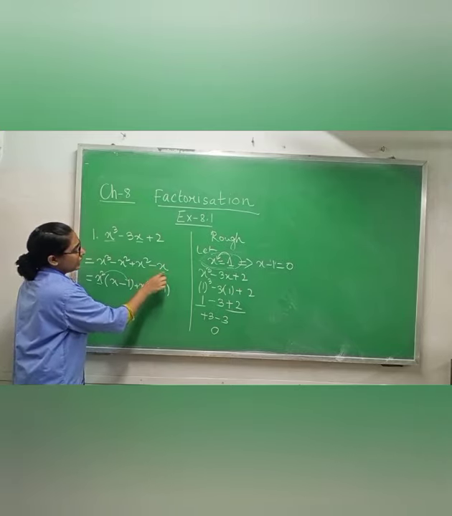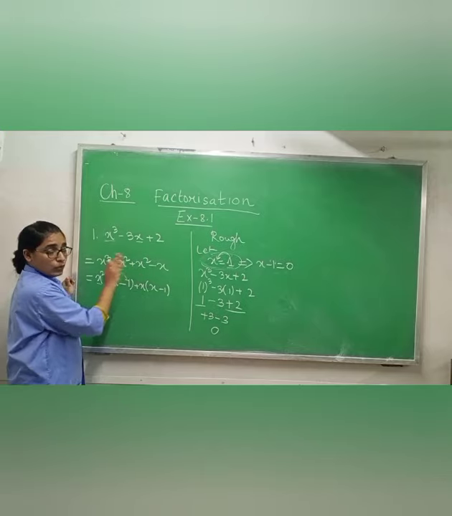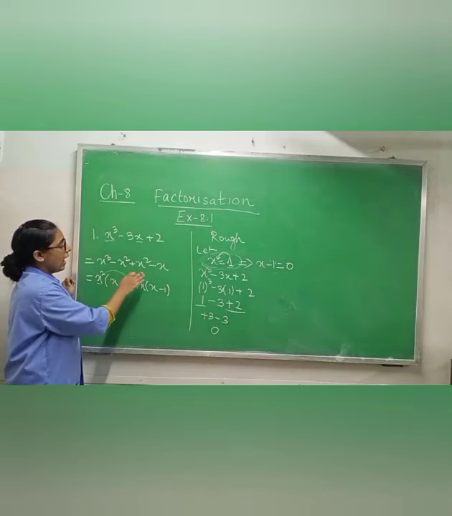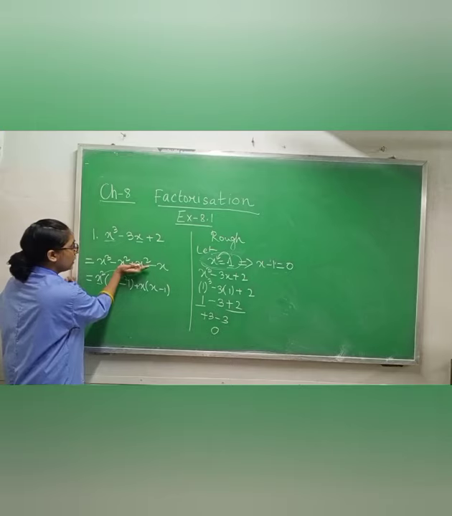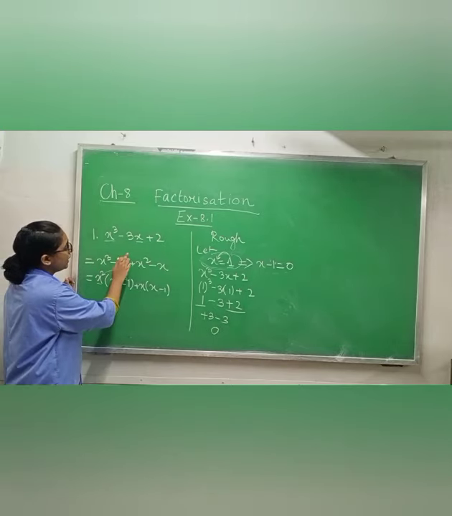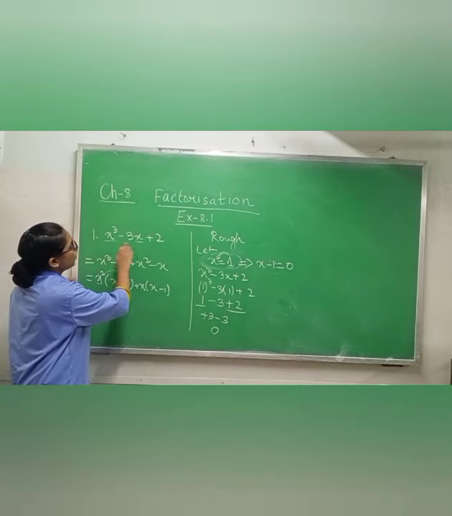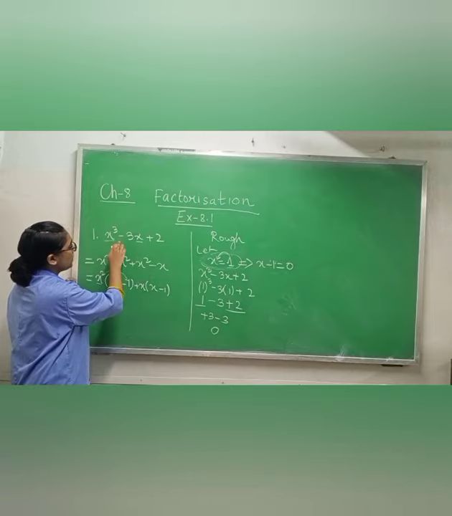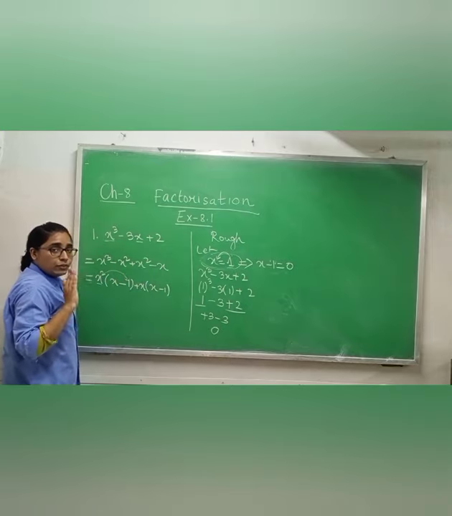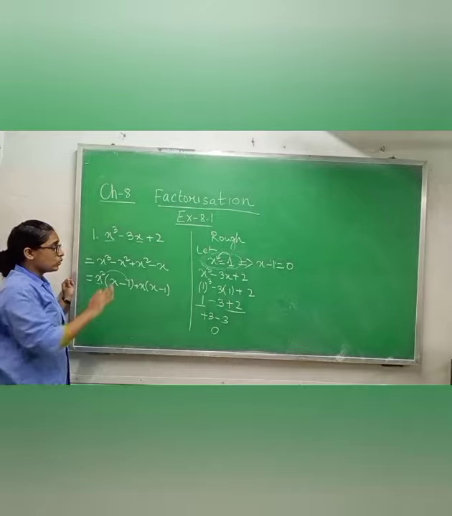Now see here, minus x square plus x square will cancel. You will not show that after cancelling; just leave it like this only. Why am I telling you that it will cancel? Because we need only x cube minus 3x plus 2. We don't need x square. That is why we are doing this.